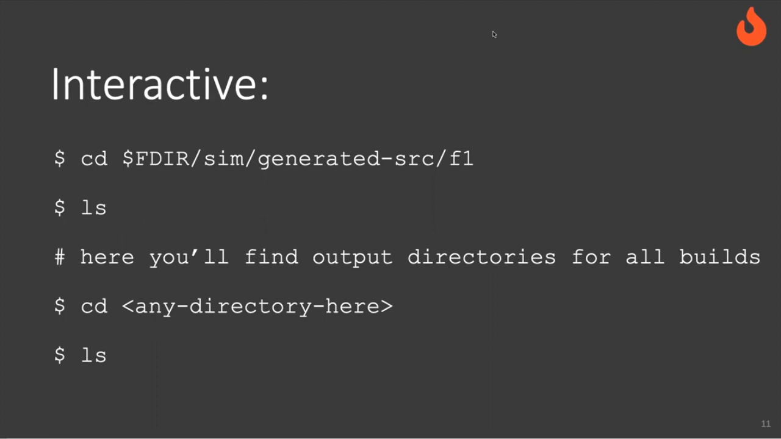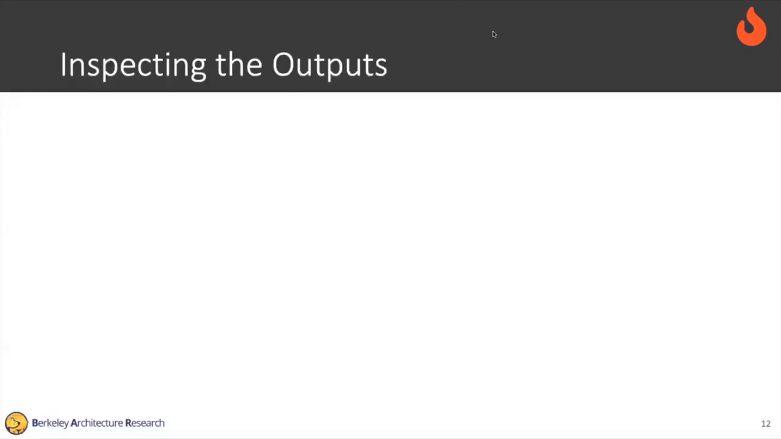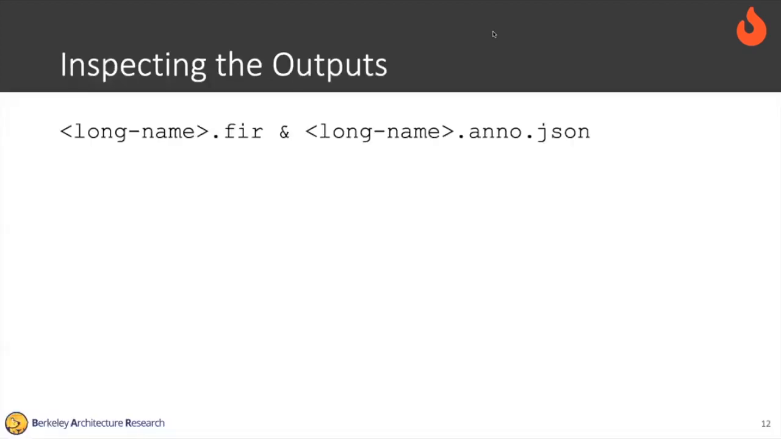cd, use tab complete to enter a particular directory, and then go ahead and ls. Cool. So while you do that, I'll talk a little bit about some of the files that you might see. First is a .fir file and a .anno.json file. And this is basically your target RTL and annotations. It will have the wrappers to any sort of black box Verilog as well. In this case, the default design doesn't have any black box Verilog. So it's mainly just the .fir and .anno.json.